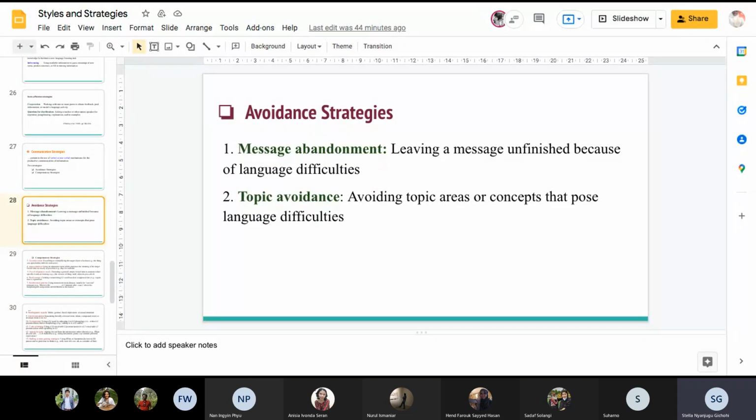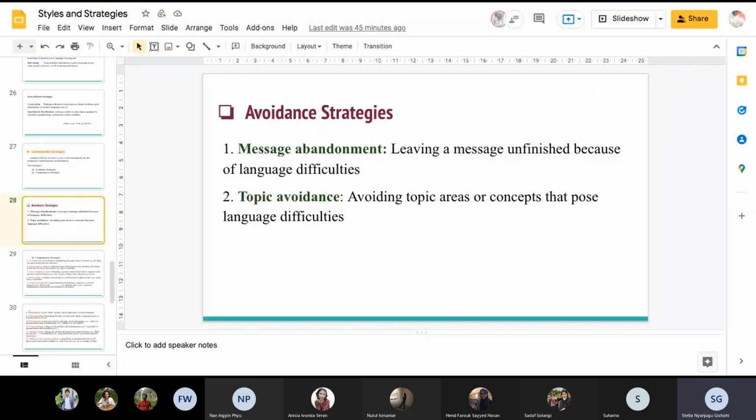The first one is message abandonment. Here you leave a message unfinished because of a language difficulty. You know, you're speaking and then you're like, I don't know what to say next, so I'll just leave it. You're saying something and in the middle you change the topic or you don't talk about it anymore. So you leave the message. Then the other one is topic avoidance. Topic avoidance has to do with avoiding the topic area. Because if I talk about that topic in that second language, I will not complete it. I will not know how to end it. So as a learner, I will not talk about it at all.